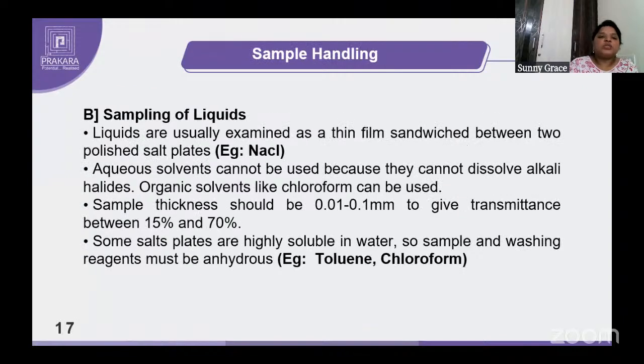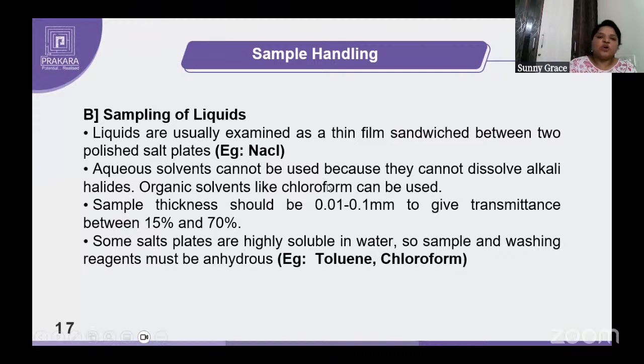And now coming to the sampling of liquids. Here, you have to make it a running solution only. These liquids are usually examined as a thin film sandwiched between two polished plates. So you will take two plates with very little space between them, and then pour the liquid sample solution, which will appear like a thin film. Aqueous solvents cannot be used because they dissolve alkali halide.